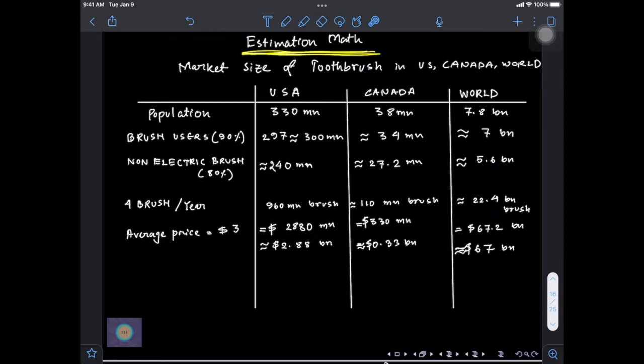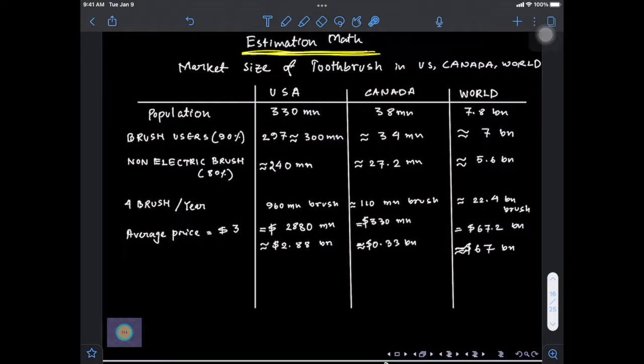So let's go ahead. The proxy for estimating the market size for toothbrush in this particular example would be population. So we can tackle this in different ways. This is one of many ways to get it done. So let's start with the population. These are some useful numbers to know in the back of our heads. The total population in US is 330 million. It's 38 million in Canada and 7.8 billion in the whole world.